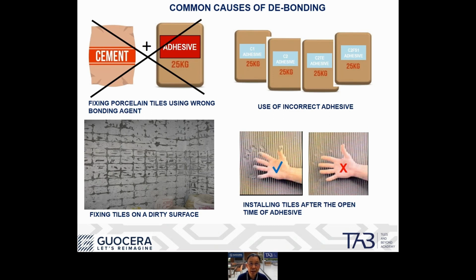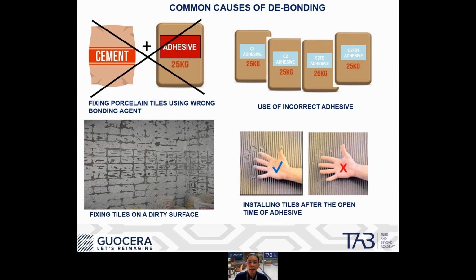If I want to fix glass, I cannot use cement. That is the reason. So for porcelain tiles, if you use cement or a mixture of cement with adhesive, it's not going to work very well. All right. So for the installation of porcelain tiles, the correct type of adhesive should be used. All right. There should be no mixing as well.